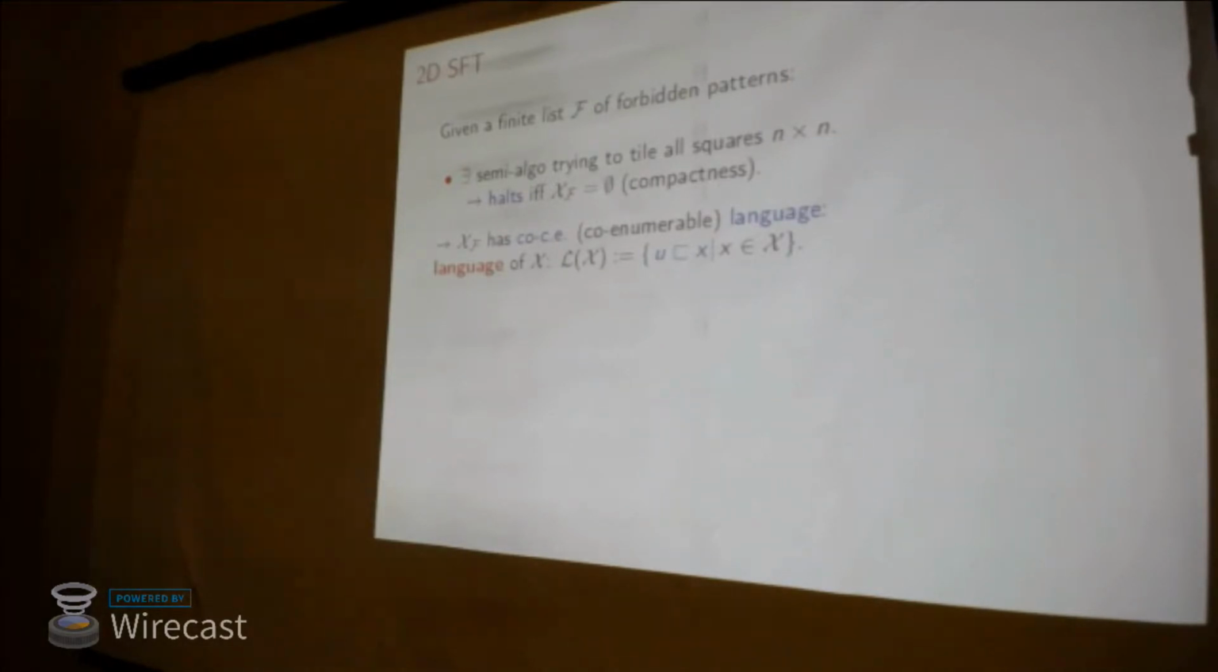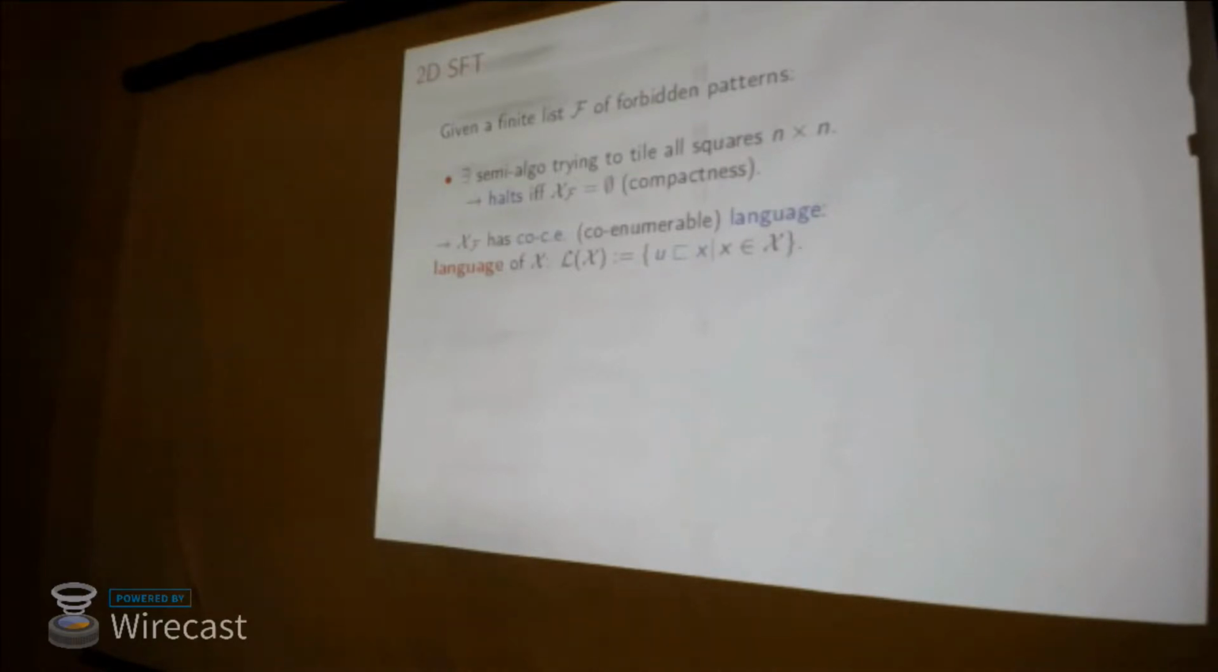Because it's not exactly what is written here, you have to forbid, when you find a big square where the tiling is not possible, then you have to forbid possible squares for which the only extension was this tiling. I don't enter too much into the detail, but still, it's not very difficult to prove that these subshifts of finite type have a co-computationally enumerable language, or co-recursively enumerable language, if you prefer.